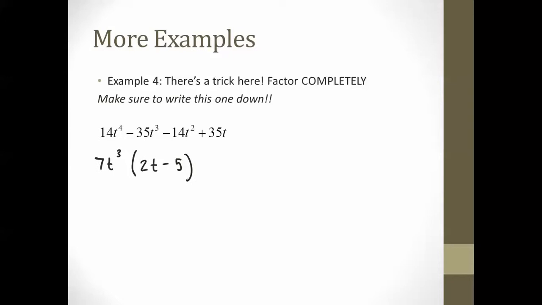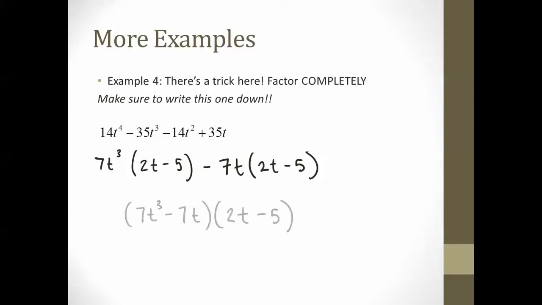So the first pair, I can factor out a 7t cubed, and I'm left with 2t minus 5. In the second pair, I can factor out a negative 7t, and I'm also left with 2t minus 5. I rewrite my answer as the product of two binomials, 7t cubed minus 7t times 2t minus 5.